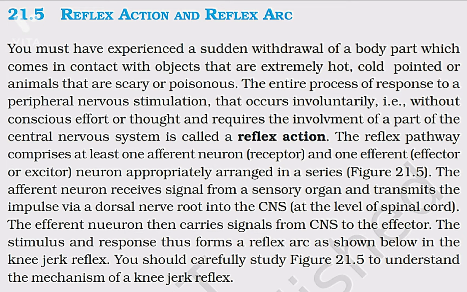The reflex pathway comprises at least one afferent neuron (receptor) and one efferent (effector or exciter) neuron appropriately arranged in a series. Figure 21.5. The afferent neurons receive signal from a sensory organ and transmit the impulse via a dorsal nerve root into the CNS at the level of the spinal cord.